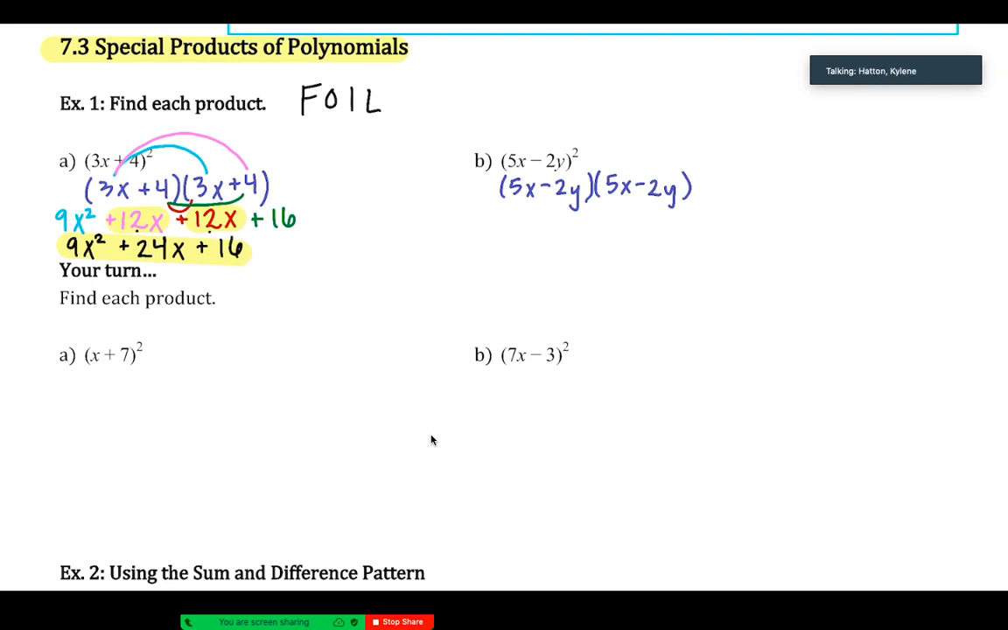So by FOILing it, the F stands for first. The first term in each parentheses times each other. So 5x times 5x, I'll multiply the 5s together, that becomes 25. And then x times x, that's x squared.